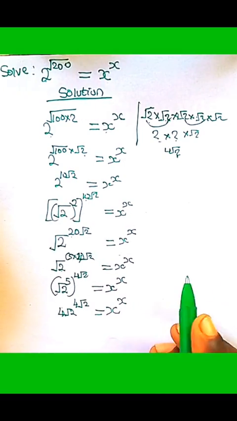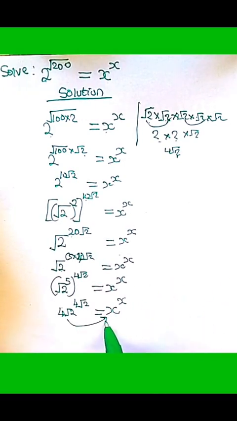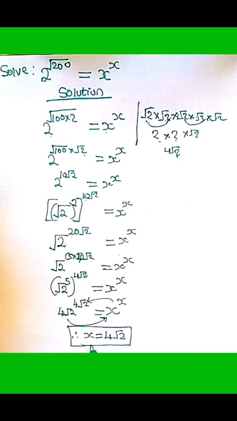So we have achieved that. The base is x and the power is still this. That means x is equal to 4 root 2. And this is the answer we're looking for.